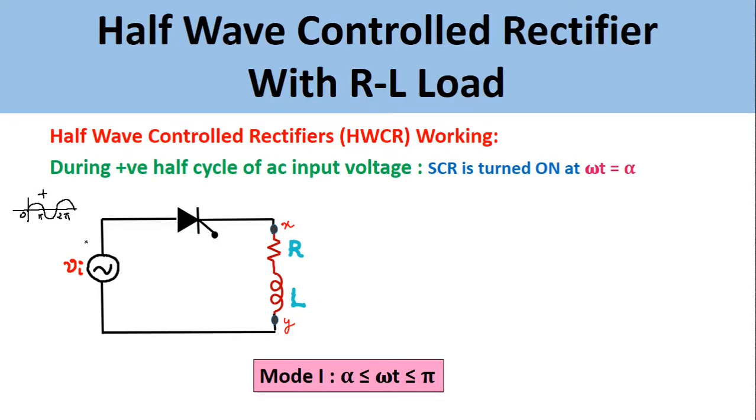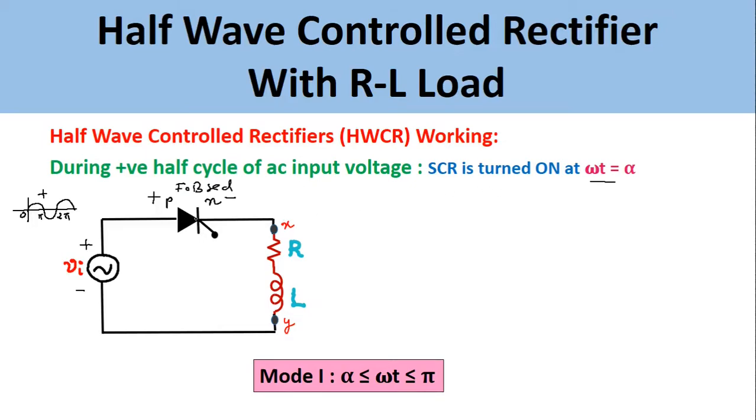The upper terminal of this supply becomes positive and the lower terminal becomes negative, due to which, what is the condition on the SCR? This is the P side of the SCR, this is the N side of the SCR. The P side of the SCR becomes positive and the N side becomes negative, due to which this SCR goes into the forward bias condition. Now, as we have studied in the previous classes, at the firing angle, that means at omega t equal to alpha, the SCR gets turned on.